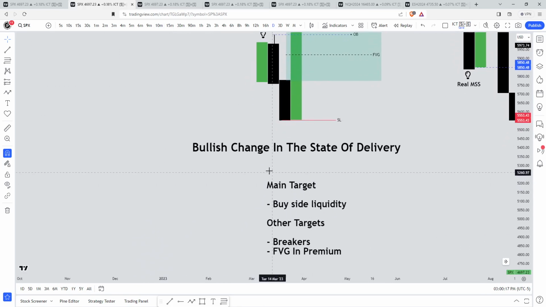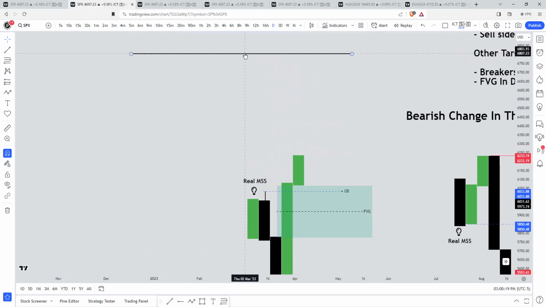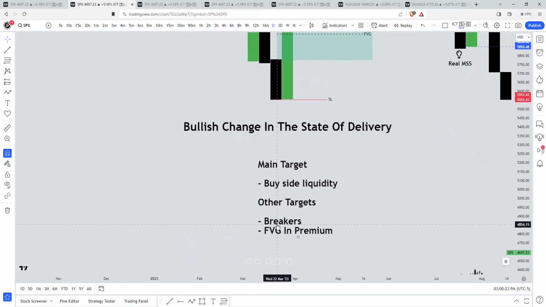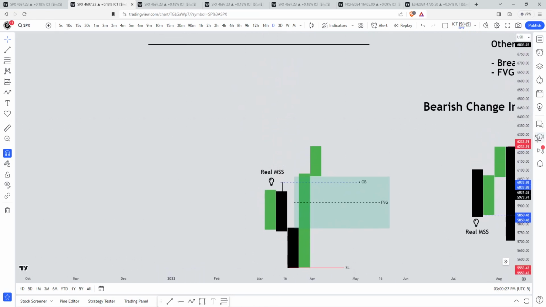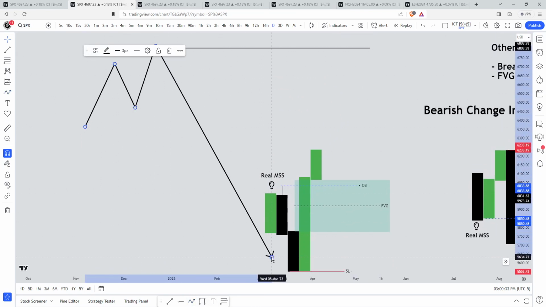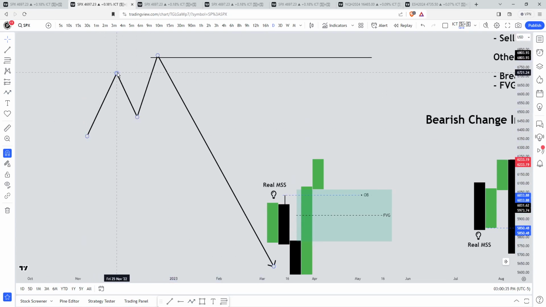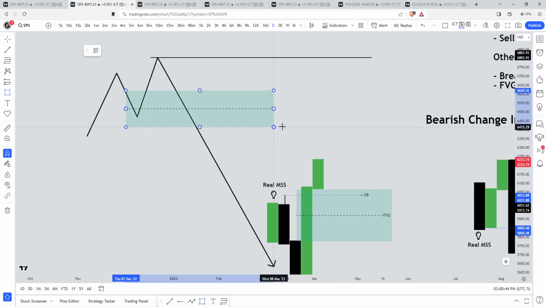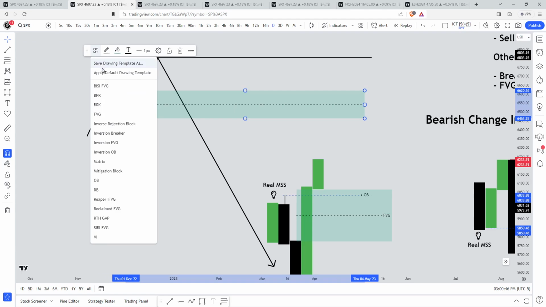Main targets, buy side liquidity. So you're targeting old highs after that happens. Other targets could be a breaker or a fair value gap in a premium. So for example, I'll draw this out real quick. Let's say we have a breaker up here. At this high, we have a high, low, higher high. That's where the buy side liquidity is. And then it makes a lower low right here. So in this leg that makes the low, remember there's going to be a breaker there.